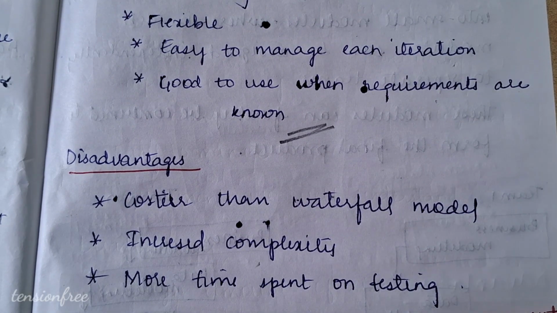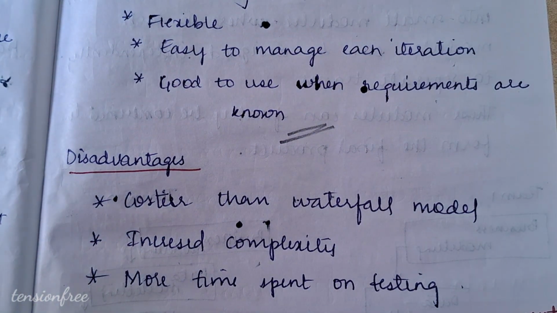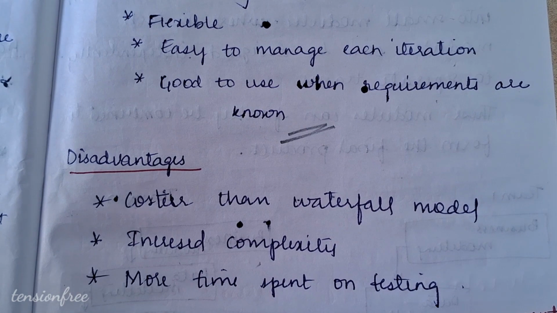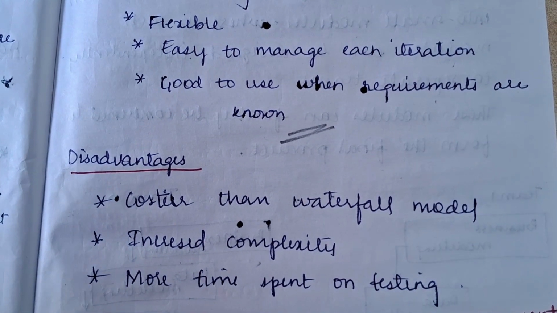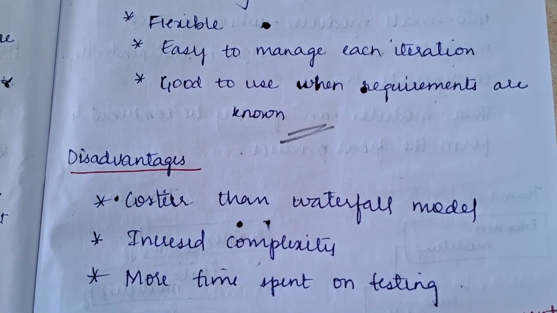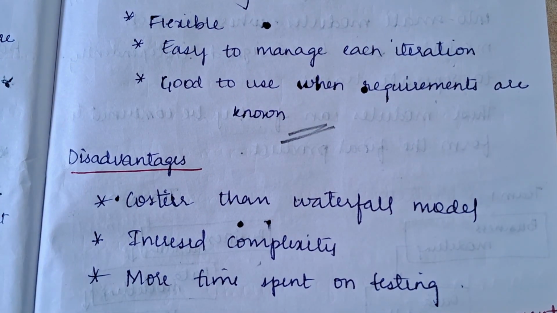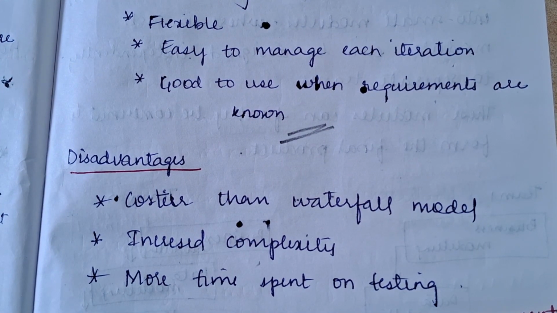If you write the definition of the incremental model, represent it in a diagrammatic way, and write the advantages and disadvantages, you can easily score the 5 marks from an exam point of view. So I have completed the incremental model up to here. In the next video, I'm going to talk about the RAD model, which is an extension of the incremental model.